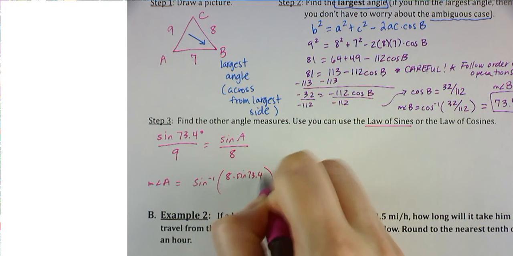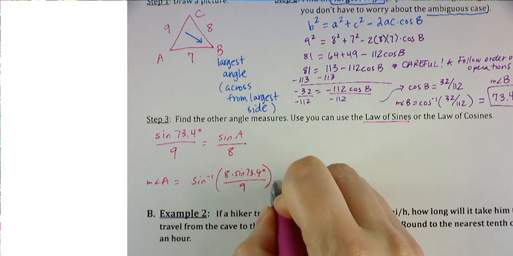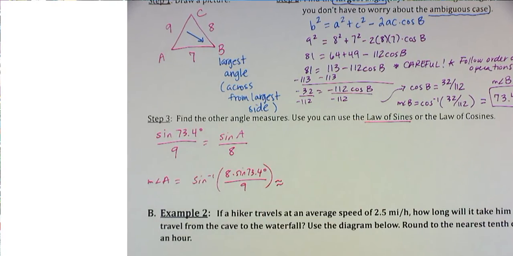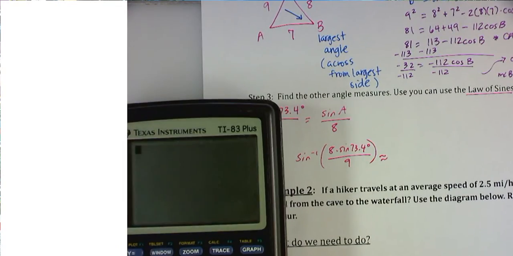And let's go ahead and do that calculation. You're going to do the sine inverse, 8 times the sine of 73.4, close the parentheses, divided by 9, and you should get 58.4 degrees. And that's the measure of angle A.